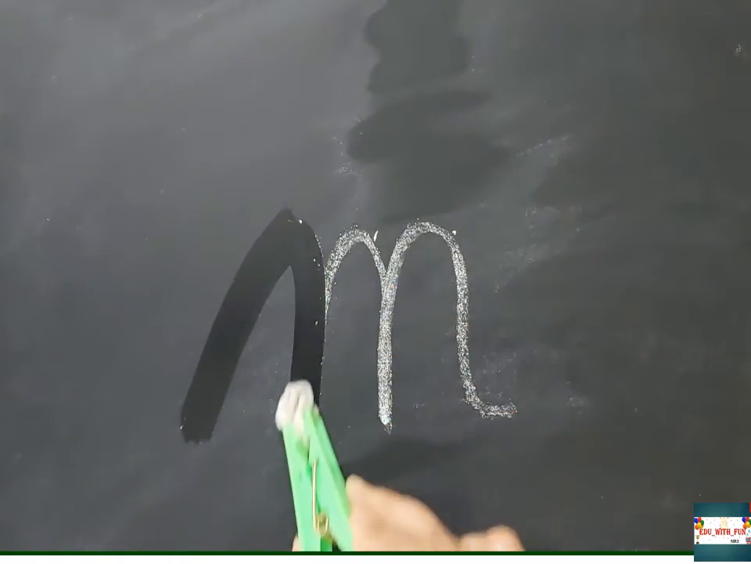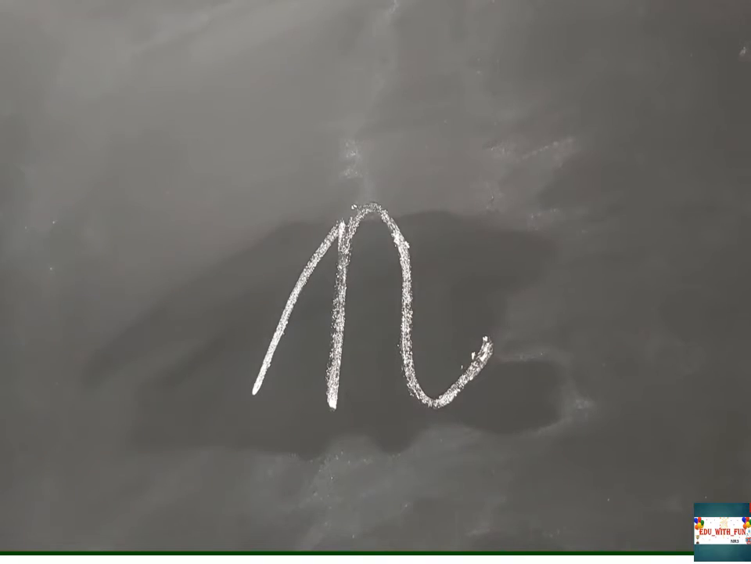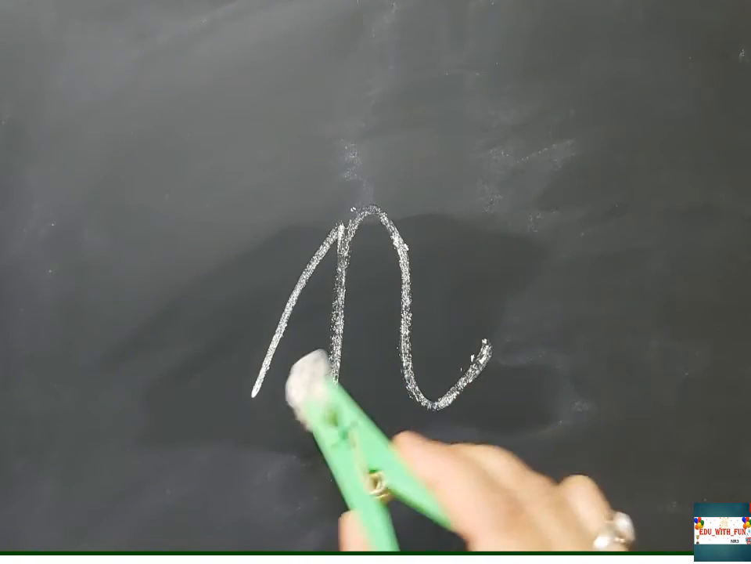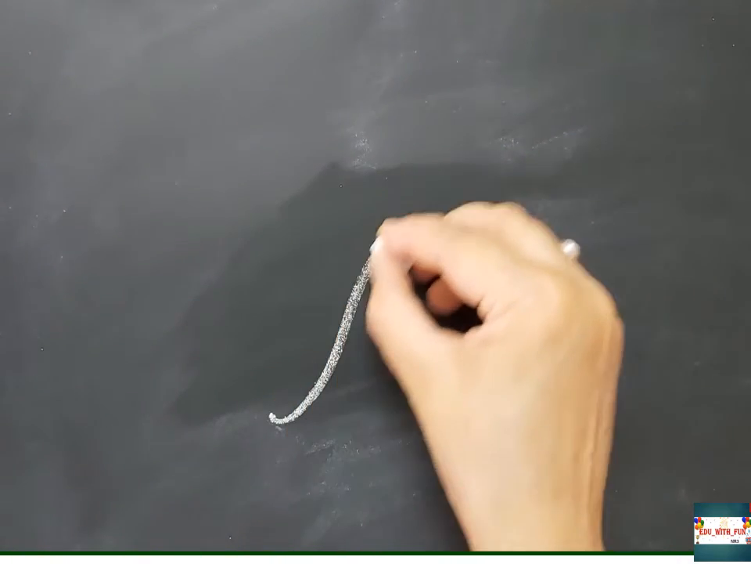Try to introduce the child to the curves also, so when they are writing, it will be easy. Now here in M, you have seen 3 curves, but in N only 2. You can see here a slanting line and then one curve. That's it.